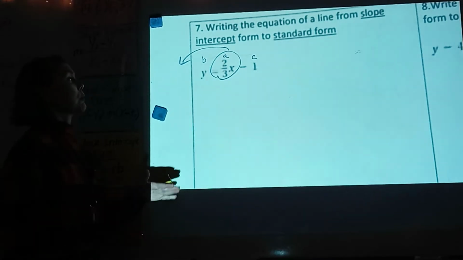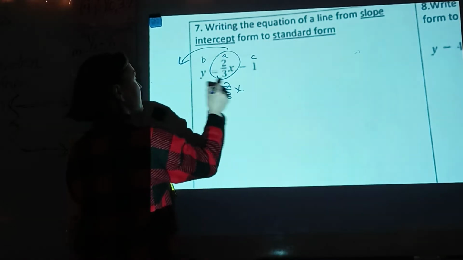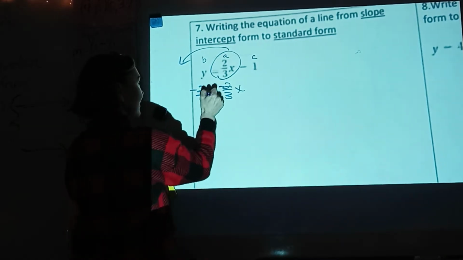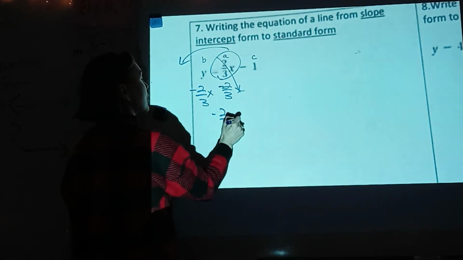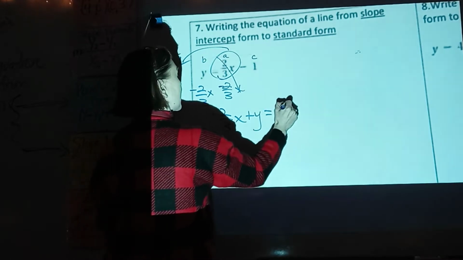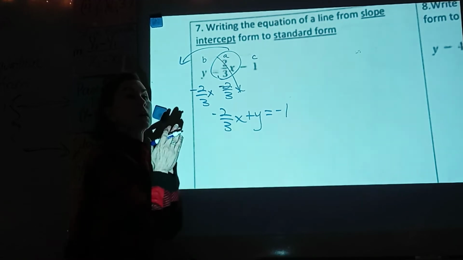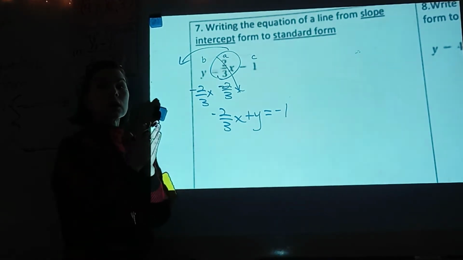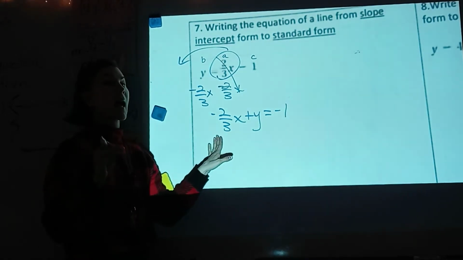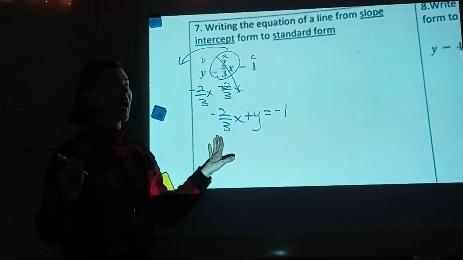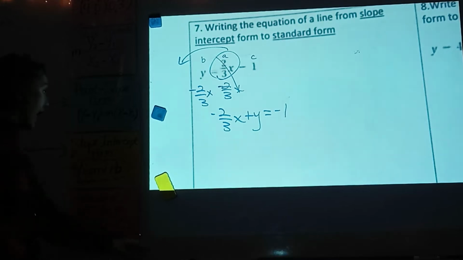How do we move this positive 2/3 x to the other side? Subtract 2/3 x. Those cancel. And what goes first? Negative 2/3 x plus y equals -1. Is this an ABC form? Yes, it is. However, what was the rule? The A term cannot be negative and it cannot be a fraction. How many of the rules does this violate? Both of them. So how do we get rid of a negative fraction?